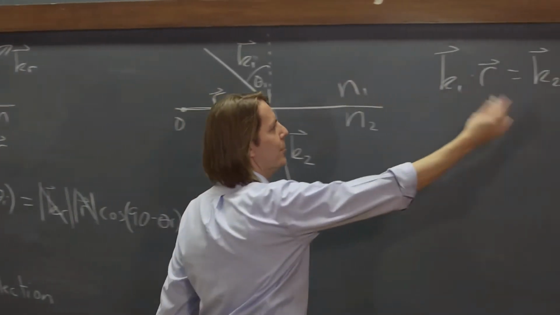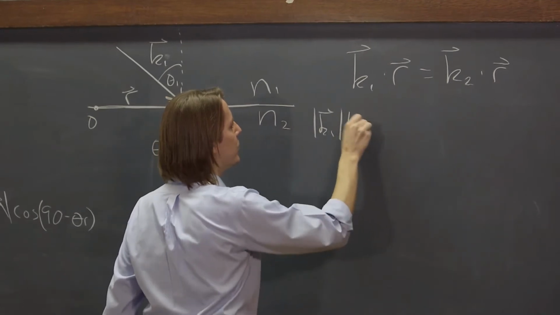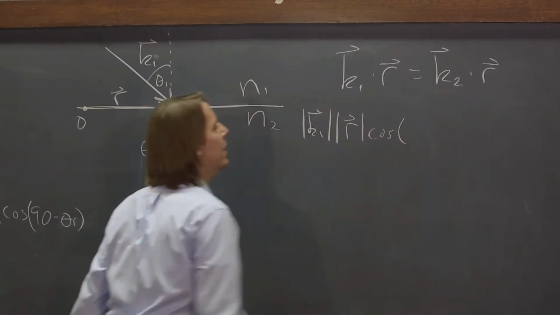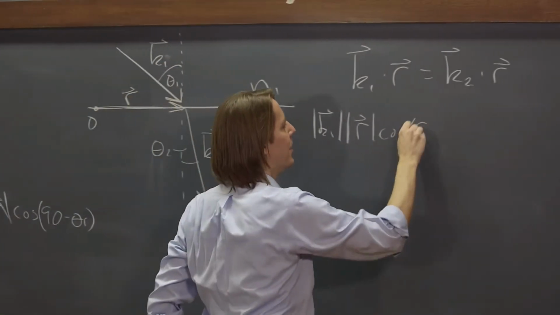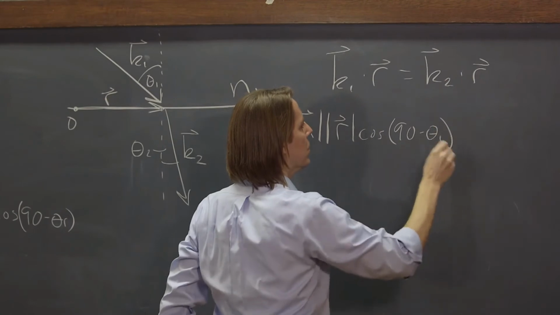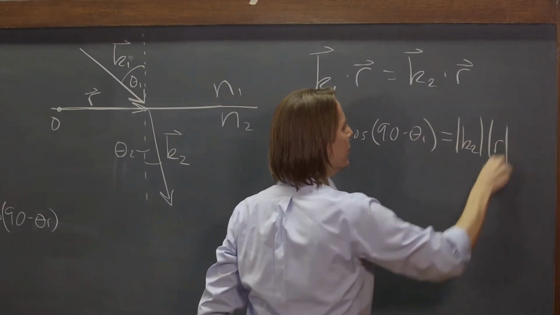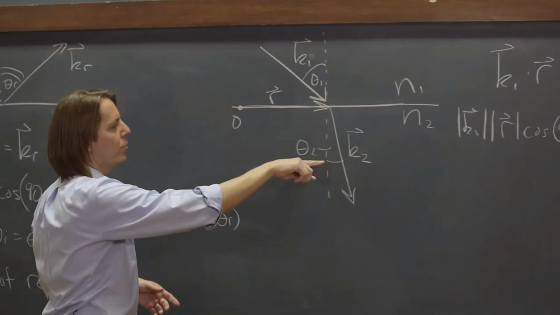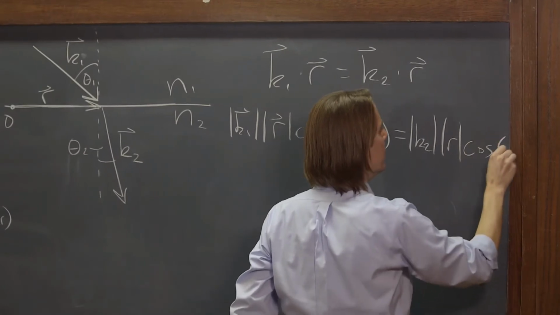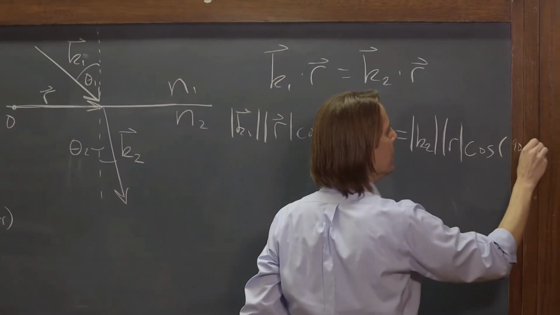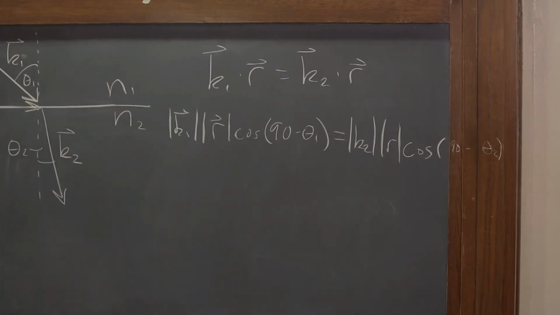Okay, so we just look at the magnitudes again. The magnitude of K1 times the magnitude of R times the cosine of exactly the same. You bring this R here, it's the cosine of 90 minus theta 1 equals the magnitude of K2 times the magnitude of R, and also the cosine of 90 minus theta 2. And I've not left myself room here. Cosine of 90 minus theta 2. I did leave room. What do you know?